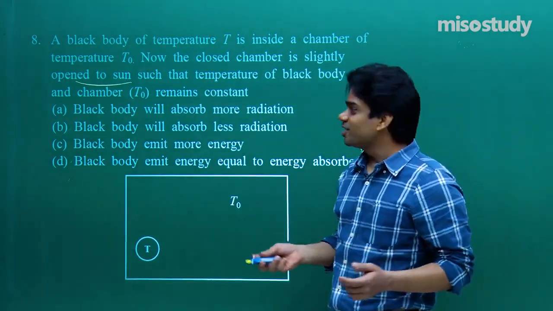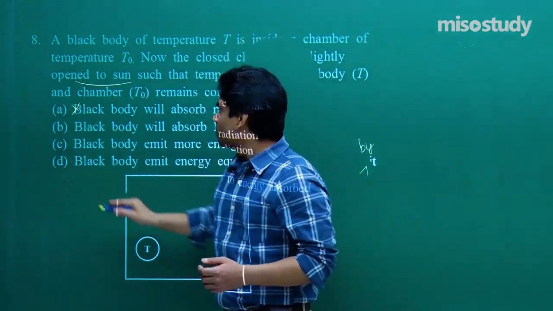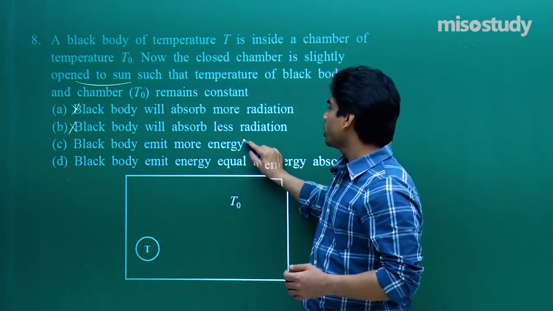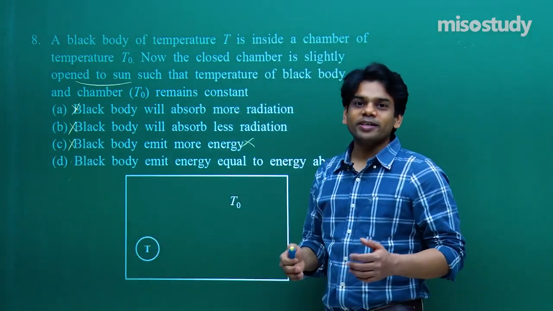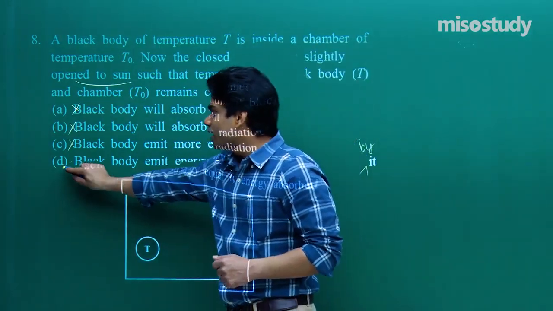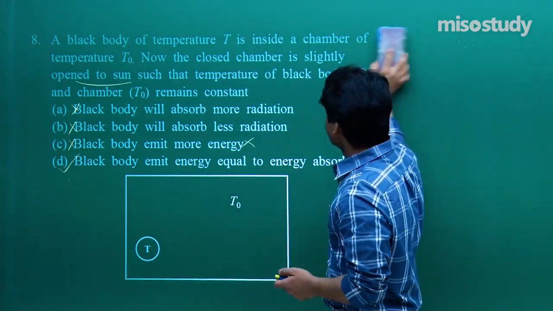Since temperature is constant, will the black body absorb more radiation? No, its temperature is constant, so this is invalid. Black body will absorb less radiation? No. Invalid. Black body emit more energy? No. Black body emit energy equal to energy absorbed by it. That is what will happen when the temperature remains constant. That is what I have taught you in our regular session. So option D will be the right answer for this.